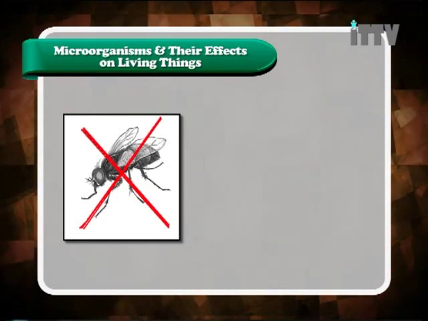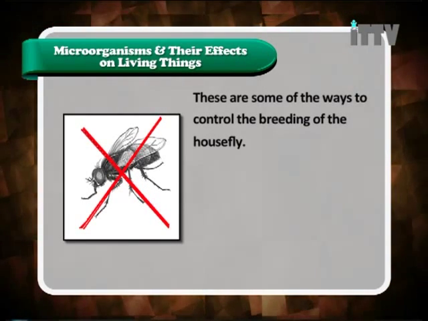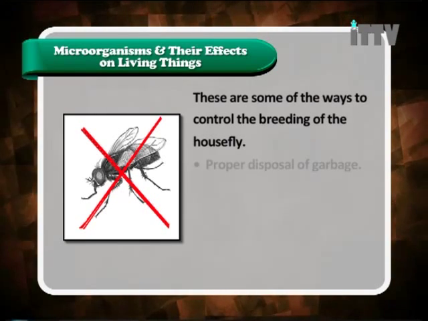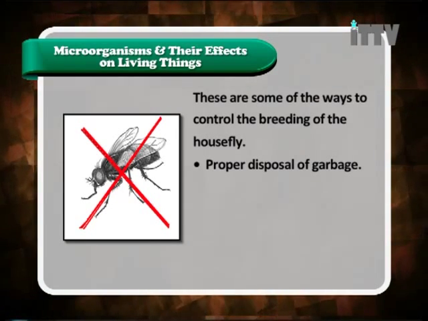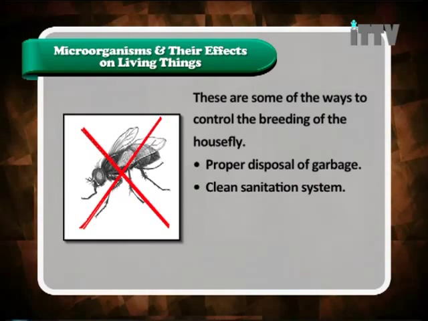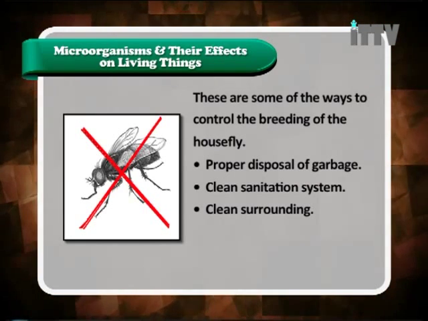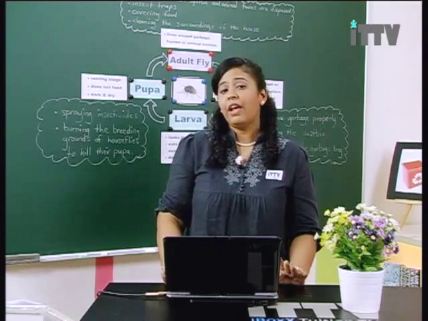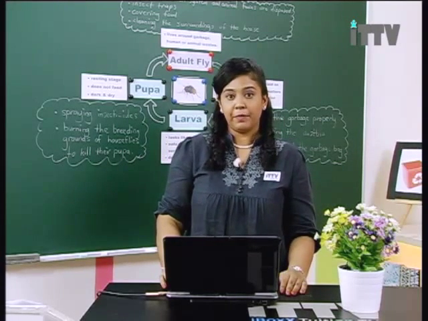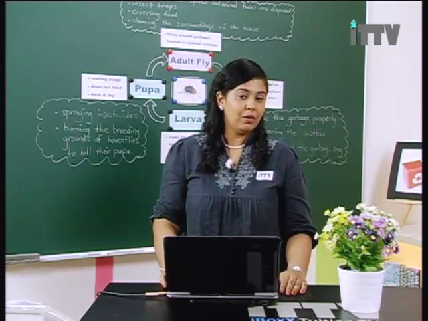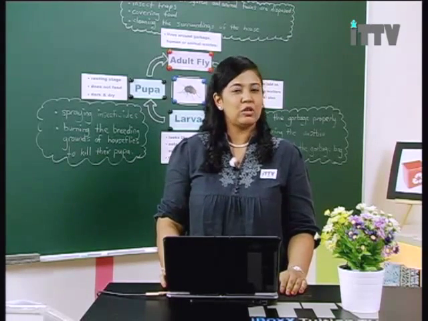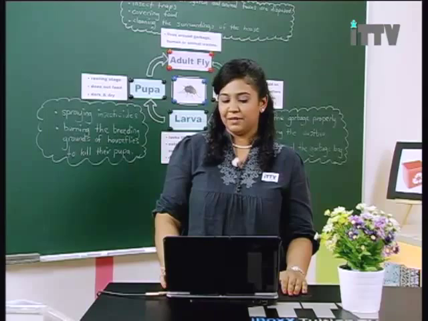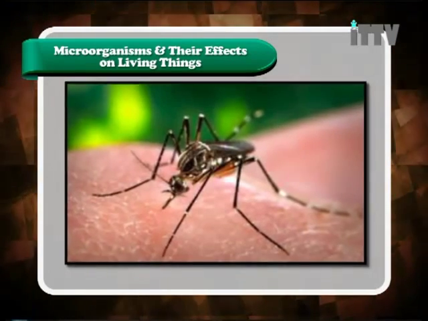So we understand that these are some of the ways to control the breeding of the housefly: proper disposal of garbage, a clean sanitation system, clean surroundings, and proper sewage disposal. So we have learned about housefly. Let's move on to mosquitoes. Let's look at a picture after this. Let's look at this picture.